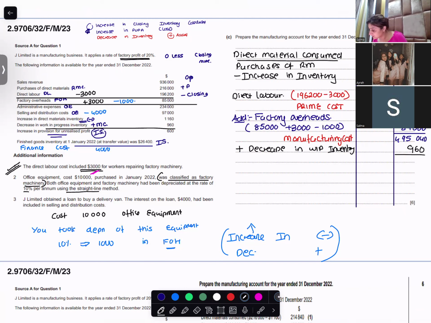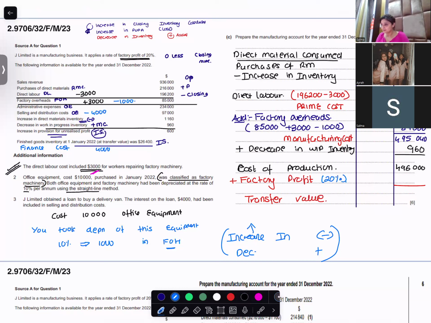Then you have PCCG, that is production cost of completed goods, or cost of goods manufactured, cost of production. Then you will add factory profit, which is 20%, that is 99,200. So your transfer value to the income statement is 595,200.